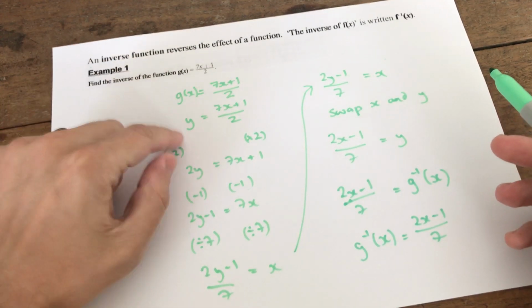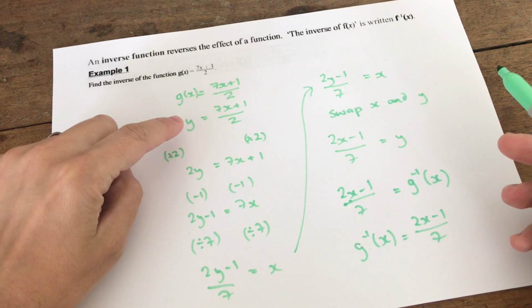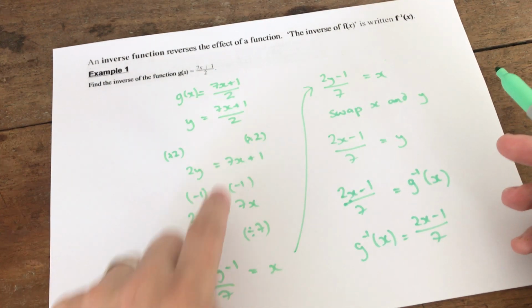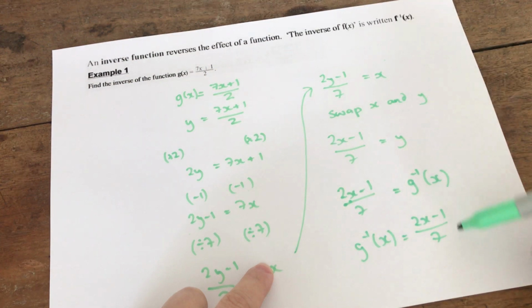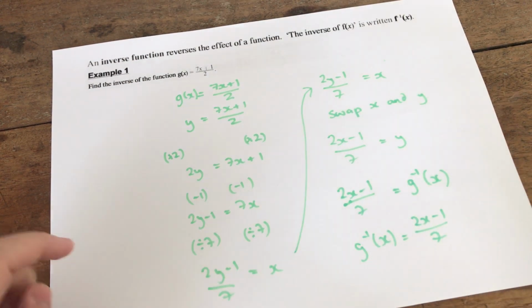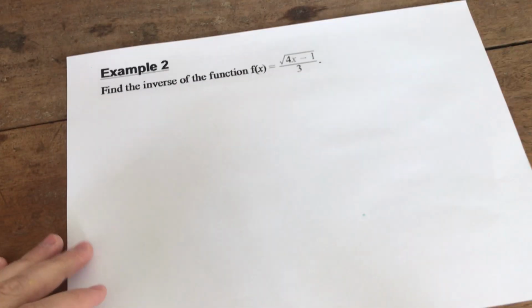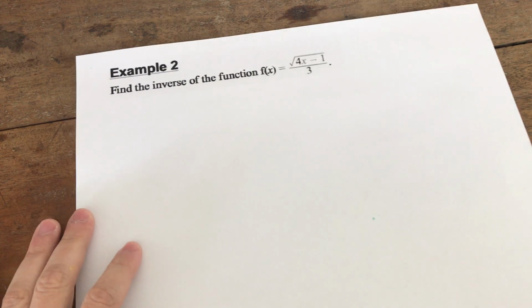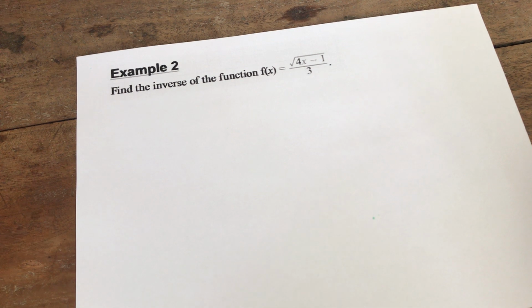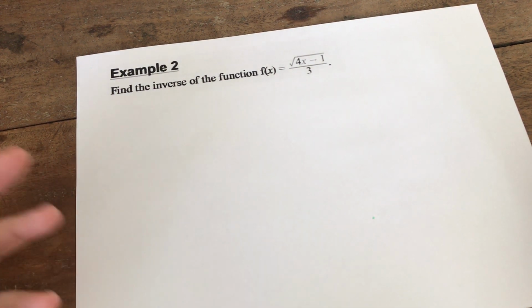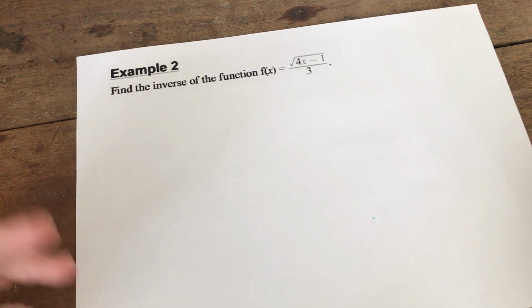So we write y instead of the function letter. We then rearrange to make x the subject. When we get that, we swap our x and y around, and then we swap our y for the inverse function. I've got another one of these to show you, because this is the way that we would use to find the inverse function, especially when you get on to A-level maths.